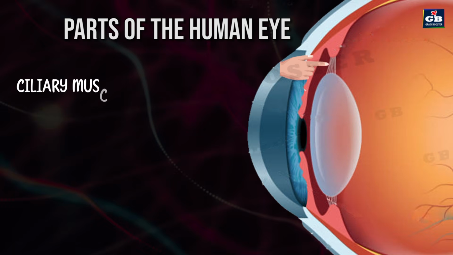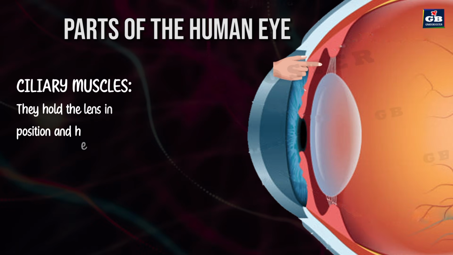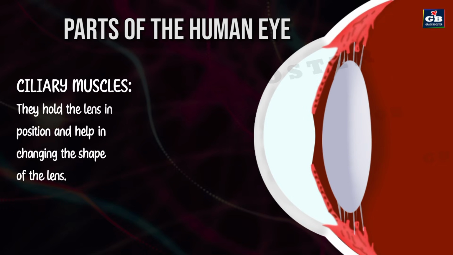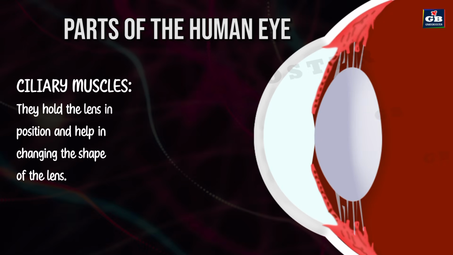Ciliary muscles. These muscles hold the lens in position and help in changing the shape of the lens. The shape of the lens, or the curvature of the lens, is modified by the action of these ciliary muscles.